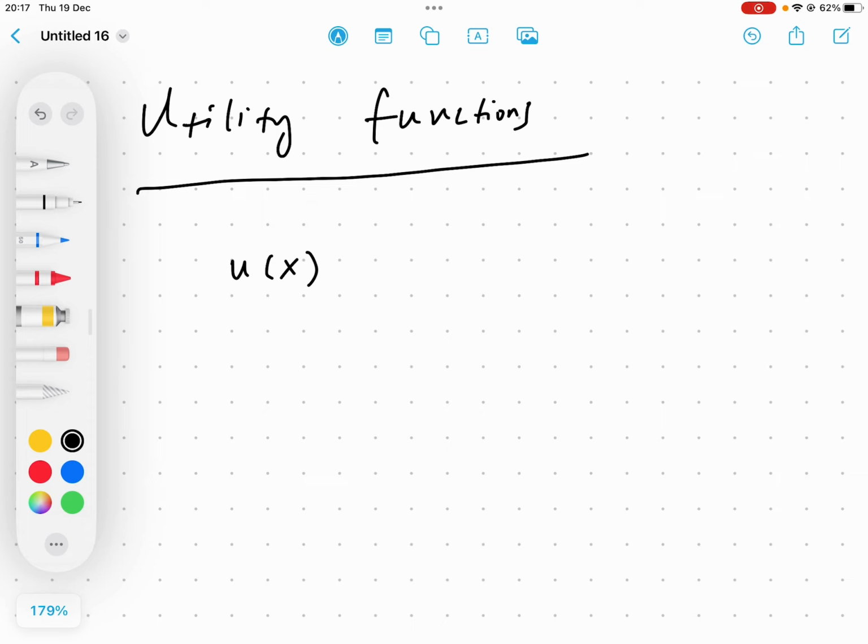So utility functions are just the functions that assign some numerical values or some real numbers to each element in the set of alternatives x, right? So it ranks the elements in x according to the individual's preferences. Okay. So that assigns, let's say, a real number to each element in the set of alternatives x. Okay. And that reflects the individual's preferences.